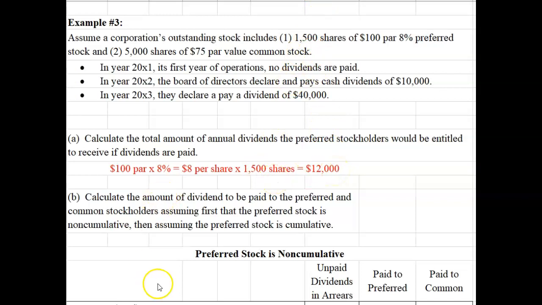Now we're going to work two very detailed examples. In the first one, we're going to calculate the amount of dividend to be paid to preferred and common shareholders, assuming that the preferred stock is non-cumulative. Then we're going to use the same set of circumstances and facts and calculate the amount of dividend to be paid to preferred and common shareholders, assuming that the preferred stock is cumulative.